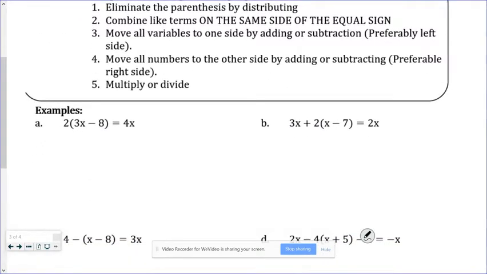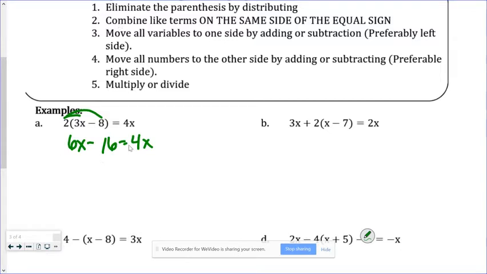All right, so for example A, let's draw our arcs and multiply the 2 to both terms. So I'm going to have 6x, and then 2 times negative 8 would be a minus 16, and that equals 4x. Okay, now let's see step 2 up here, combine like terms.